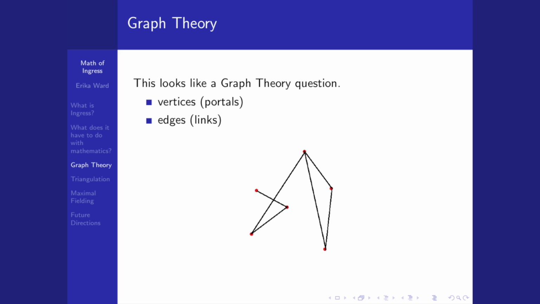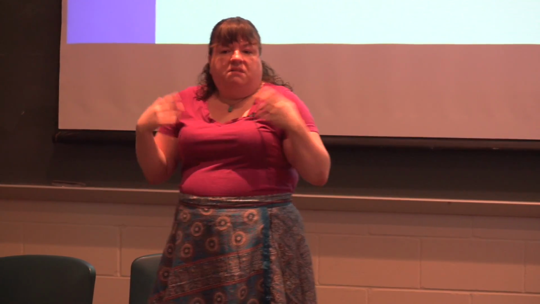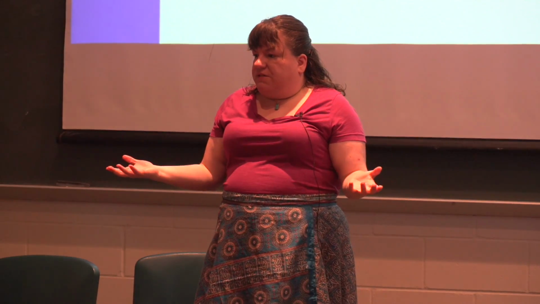And as a mathematician, that looks like a graph theory question. We have portals. Graph theory is dots, vertices, points that you've put down on the paper, connected up by edges. In Ingress, we've got portals, our vertices, and we're connecting them up with links. Those would be our edges. And so I started to think about graph theory sorts of things.